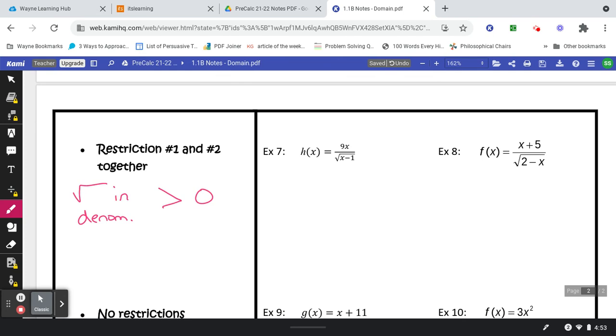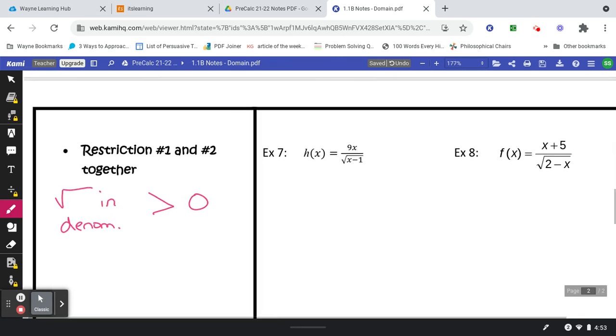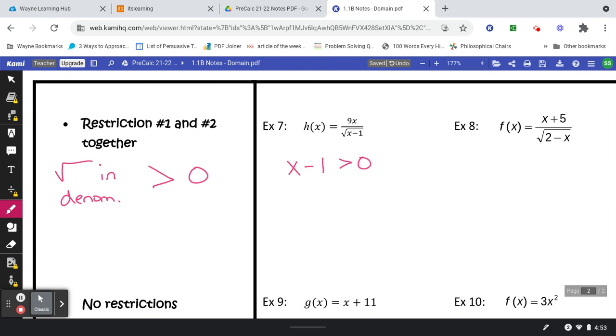So notice here, I have a square root that is also part of the denominator, a square root in the denominator. So I'll take what's underneath the square root, and I'll use my greater than 0. Add 1 to both sides. X has to be greater than 1. Greater than and greater than or equal to are similar. Greater than 1 means the number 1 is not included. You're not allowed to use 1. Greater than or equal to 1 means that 1 and up will work.